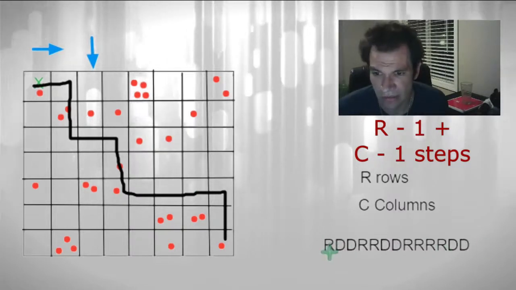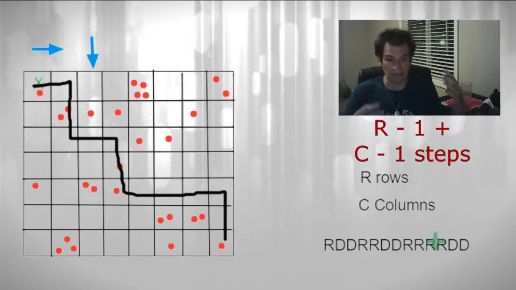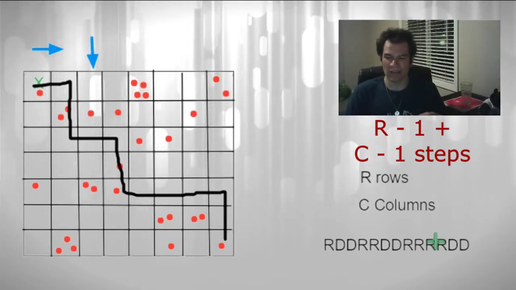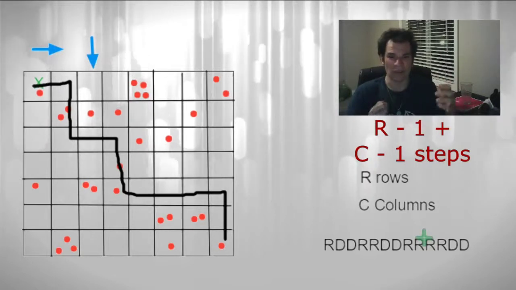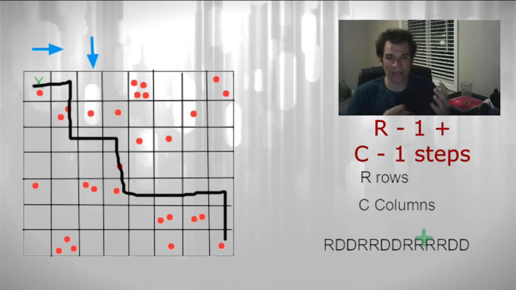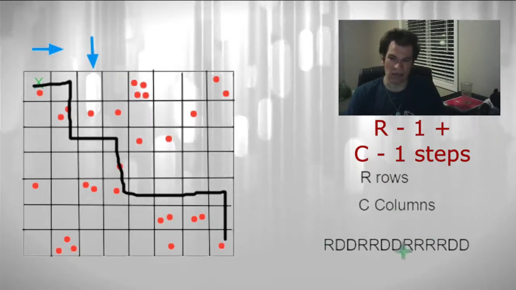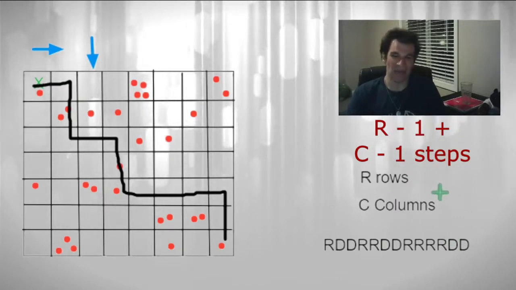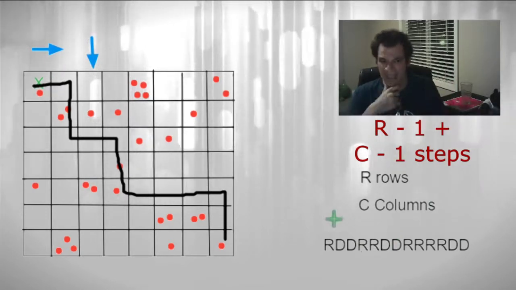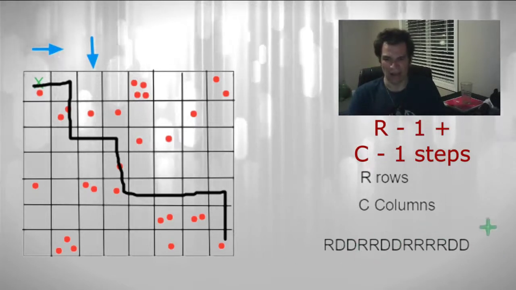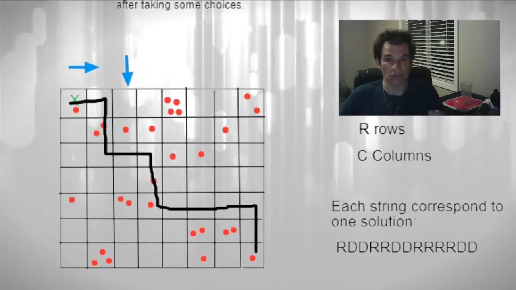This thing over there can be represented by a string. It would be this string over here. As you can see, there are 6 D characters, which means going down, and 7 R characters, which means going right. So a brute force algorithm could be thought of as generating all the strings of R and D with exactly C minus 1 R's and R minus 1 D's. There are a lot of possible strings for that. Just keep in mind that for each string with this number of R's and D's, there is one path over here. Now let's call each path a solution for this problem.